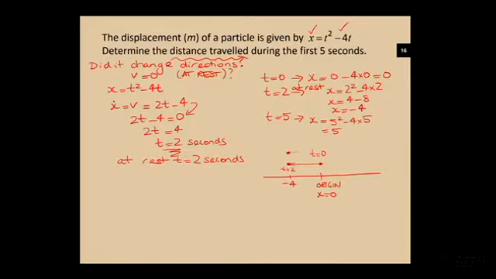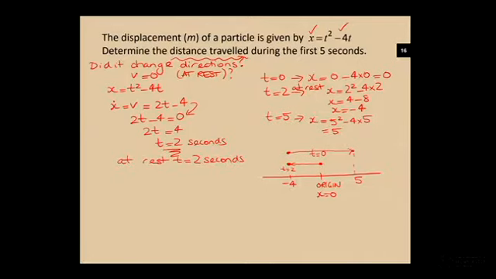So in fact, it headed off and it's ended up there at the 5 mark. Alright? It ended up at the 5 mark. So it headed off in that direction. Now the question said determine the distance travelled.